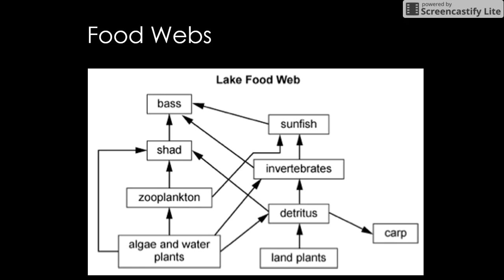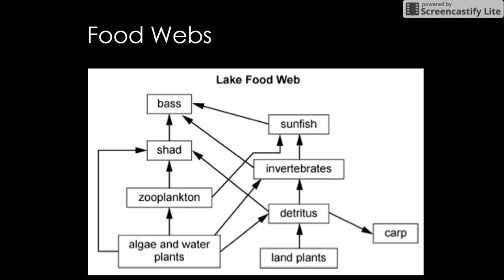B, removing the bass. So the bass eats the invertebrates. If we remove something that's eating the invertebrates, that is going to cause their population to grow, not decrease. So that's not true. C, adding more sunfish. What do sunfish eat? Well, look at that. They eat invertebrates. So if we added more sunfish in there, they're going to eat a lot more of these. That would cause their population to go down. So the answer you should have for number 1 is C.